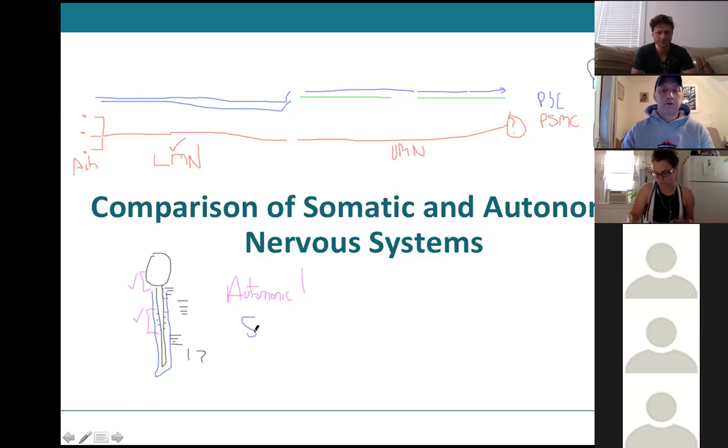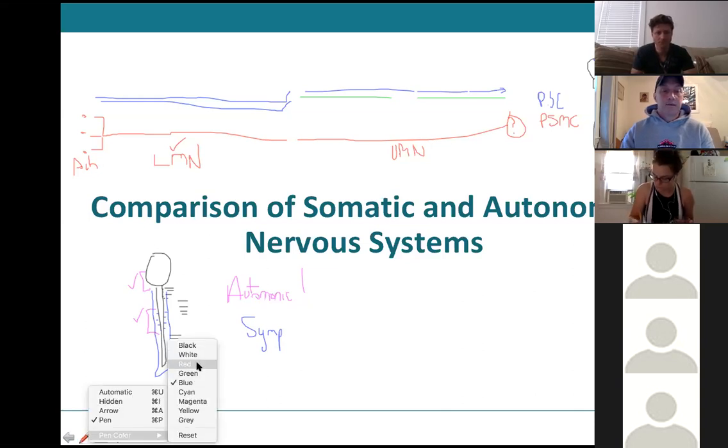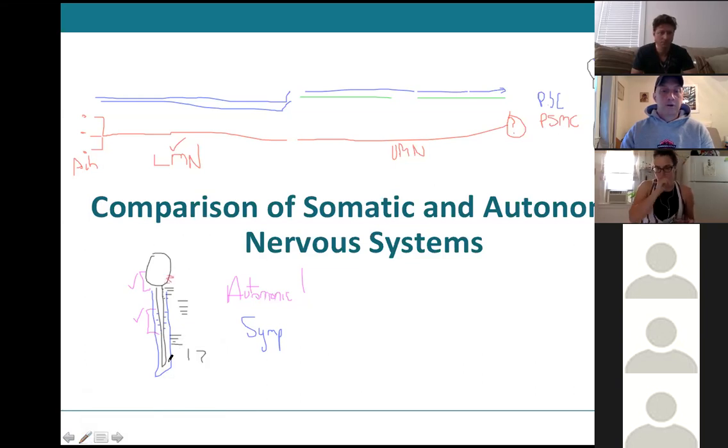So let's go like this. Under autonomic, blue, S-Y-M-P. And now in red, we're going to say that 1, 2, 3, depending on where you are in the textbook, there might be 4 parasympathetic autonomic outputs that are separated by cranial and sacral distributions. Parasympathetic.